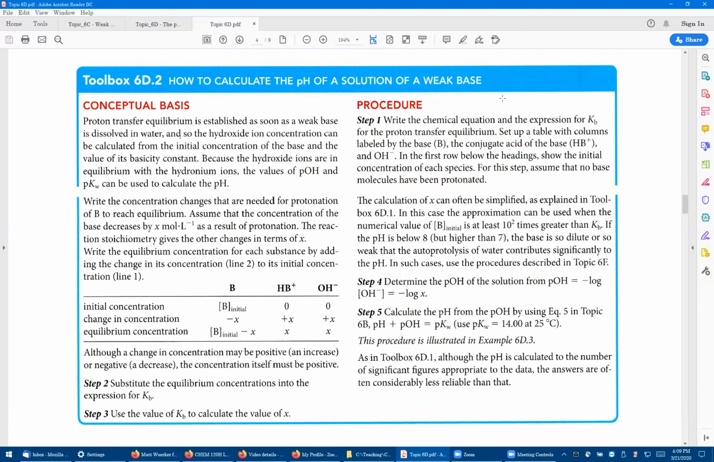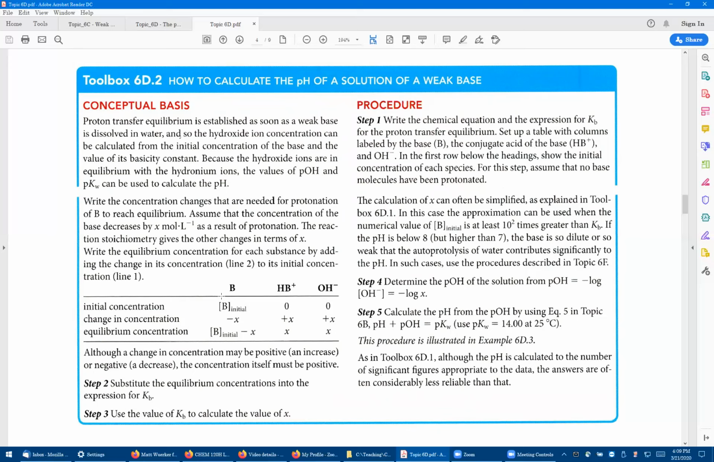Now, we can use the same approach, basically, to determine the pH of a solution of a weak base. The situation is a little bit different because the equilibrium is different, but the net result is essentially the same. Here's that toolbox. I'm not going to go through all the details of this. Suffice it to say that in this case, the weak base, B, when it acts as a base, is accepting a proton from water, of course, to form HB plus and leave behind OH minus, which originally was part of a water molecule.